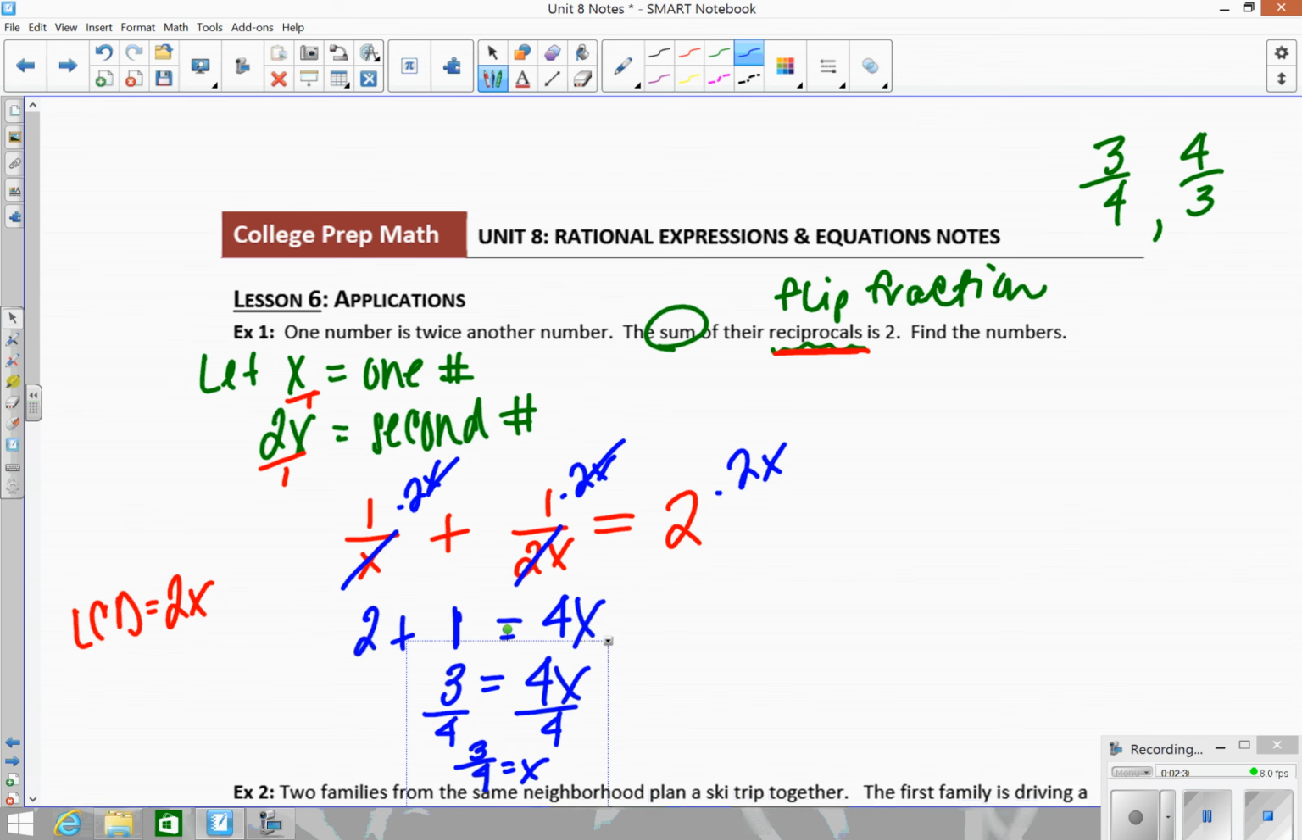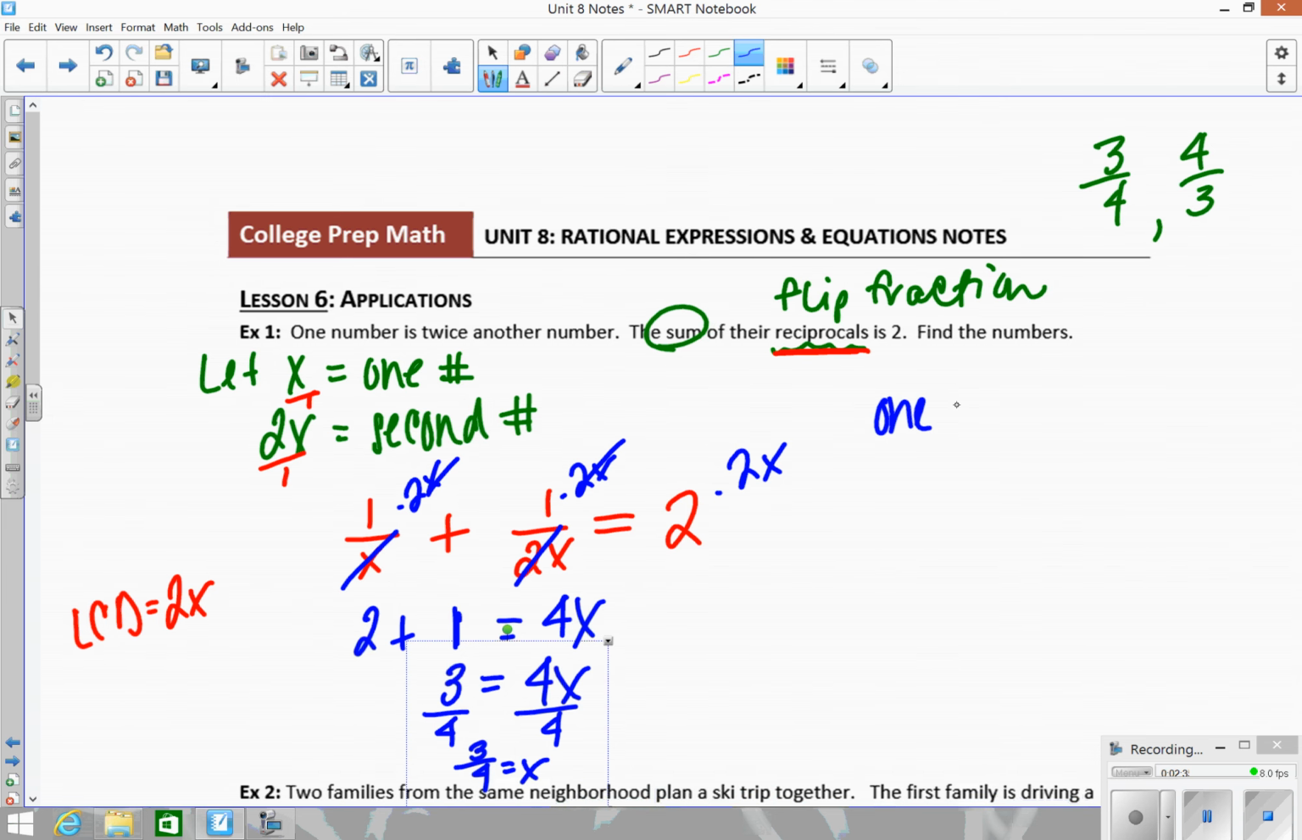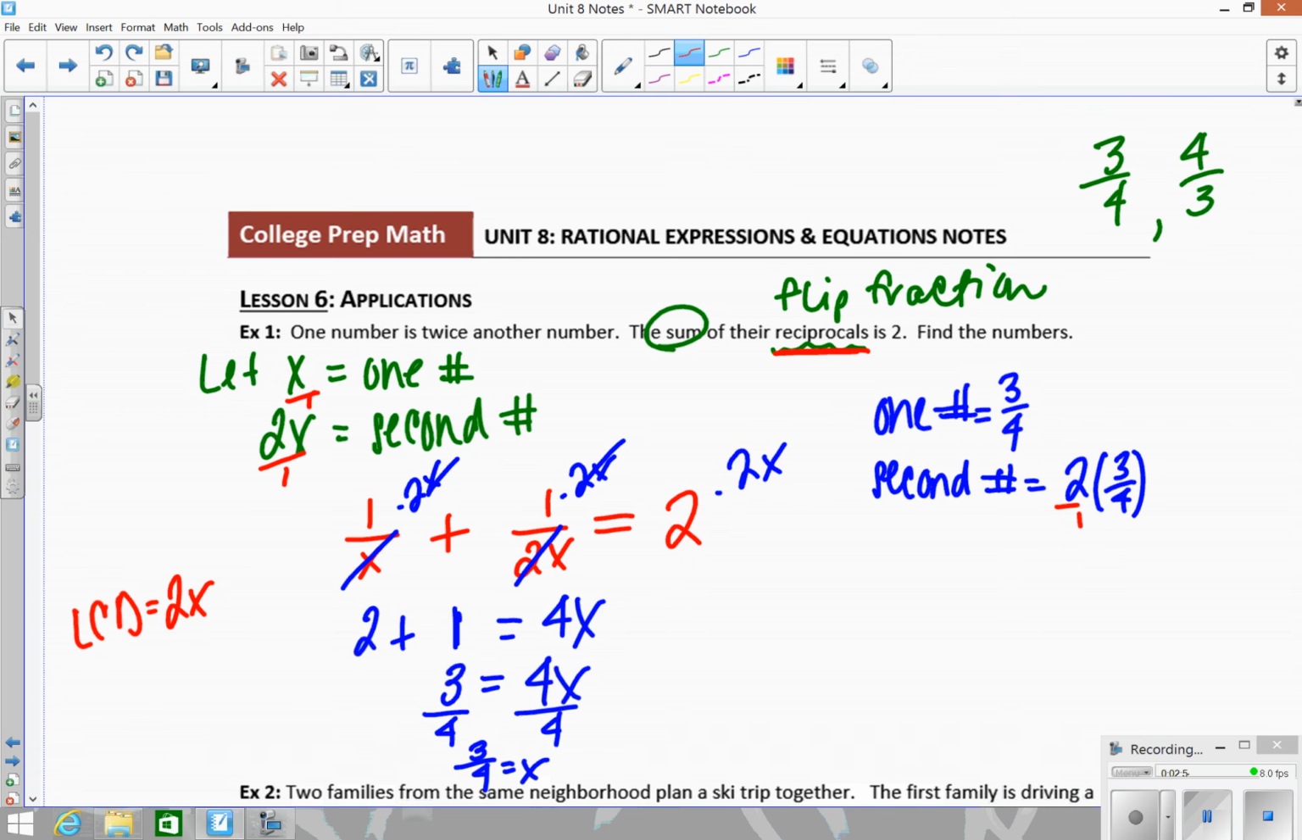So that's actually going to be the first number. The one number will be 3/4, and then the second number is 2 times 3/4. Whenever we multiply fractions, you think of it as 2 over 1. You can cancel these, 2 goes into 4 2 times. So I have 3/2 as the second number, because you multiply across the top and across the bottom. So 3/4 and 3/2 are the two numbers.